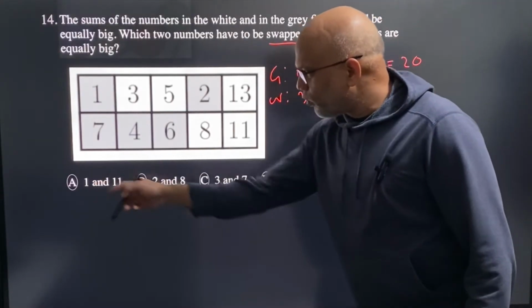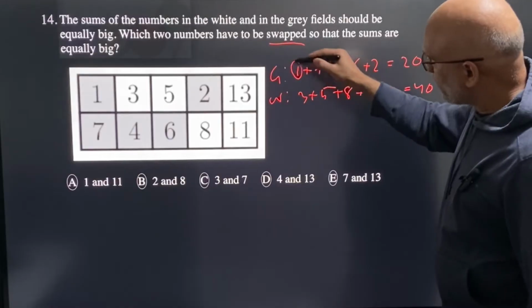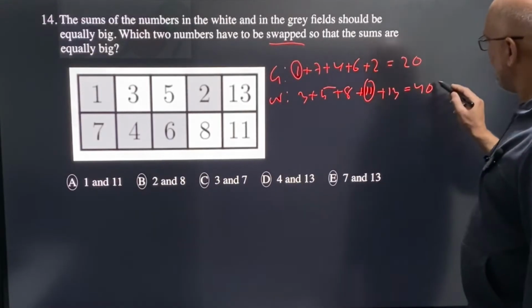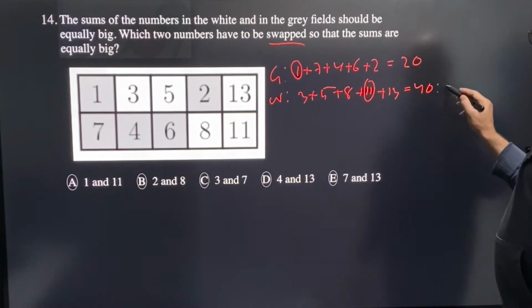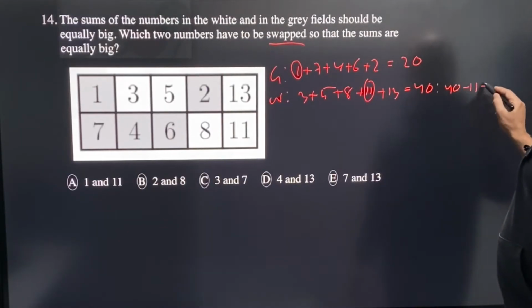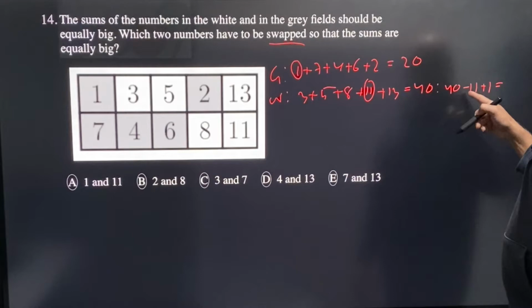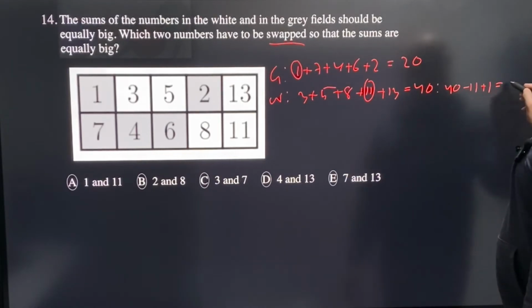Let's start with this one, 1 and 11. So I'm swapping 1 and 11. Then in this case, I'm taking away 11, adding 1. So 40 minus 11 plus 1. So this is going to be minus 10. So 40 minus 10 is 30.